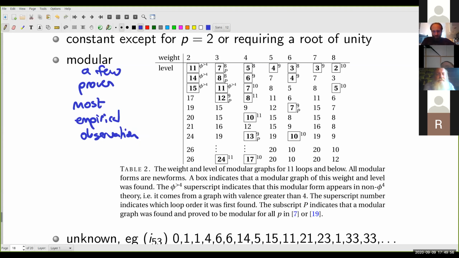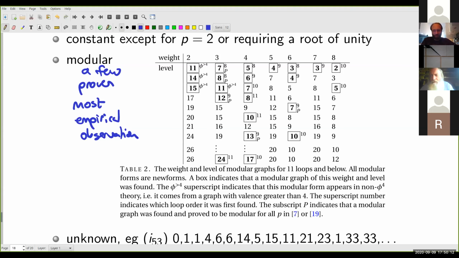Okay, what do I mean by an empirical observation in this case? I mean, you calculate out the coefficients for C2 a certain way. You calculate out the coefficients of the Q series of the modular form. Well, you don't, you look it up in a table where somebody else computed it out, and you say, aha, those look the same.